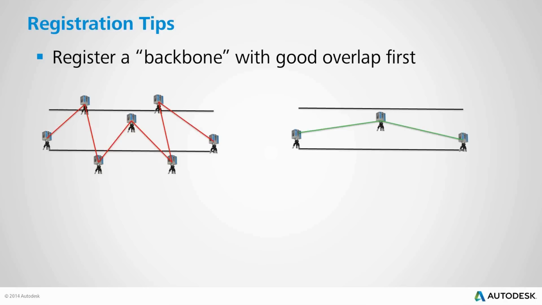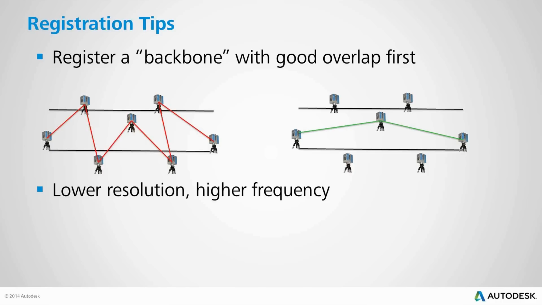One way that you probably would want to do this is to think about your highest overlap scans and try to build a nice backbone of good overlap between scans. And then you could bring in these other scans that might have smaller overlap due to the narrow hallway or doorways, and that might not be as easy to bring in and register. Once you have that backbone, it'll be a lot easier to bring in, and you'll have a much better result.